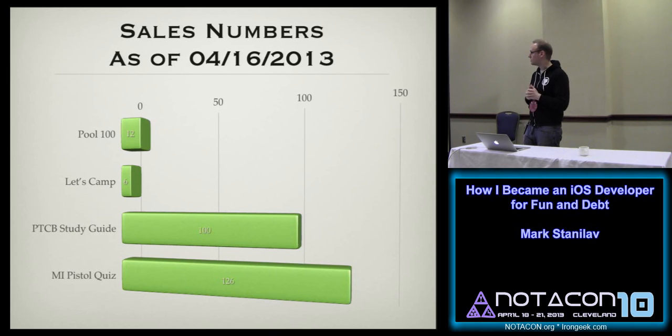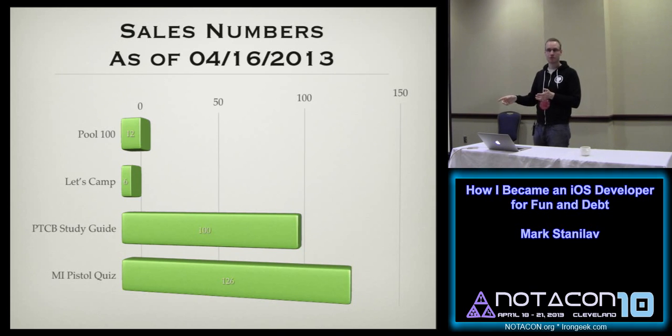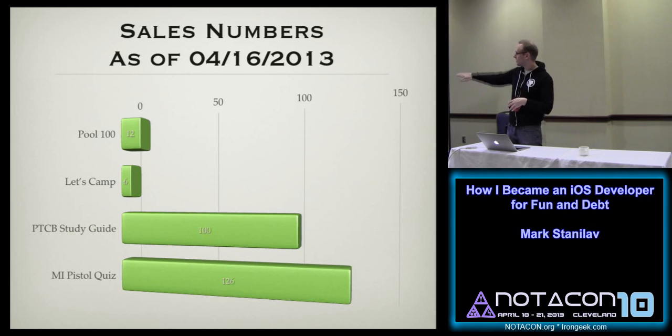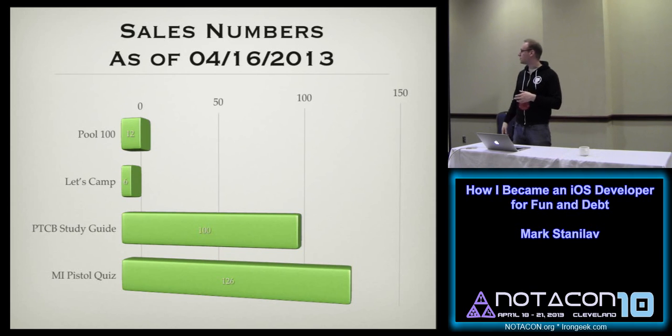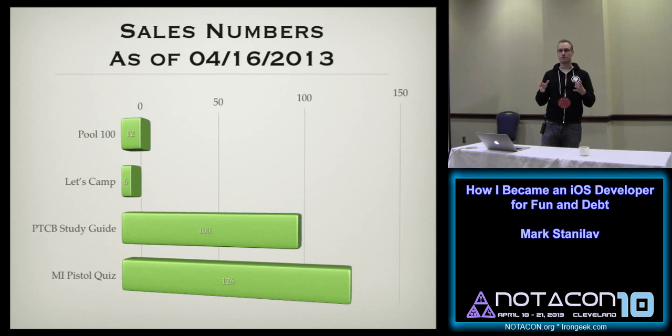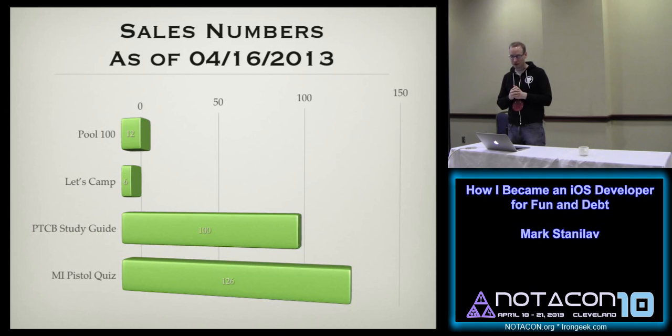So PTCB study guide has pretty much put me closer to the black on my app developer account for the year. Because again, it's $100. If you take, so you're about $70 there. You're another $10 or whatever there for the other app. So I'm getting close, and I've still got about 4 months or so until I'm at my 1-year anniversary, if you will, for this whole project. So getting there, going well.